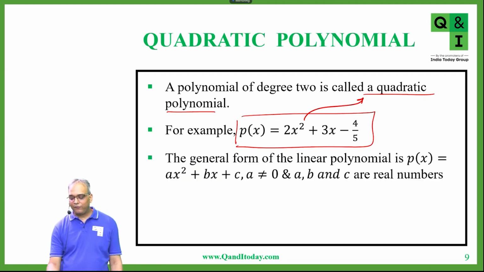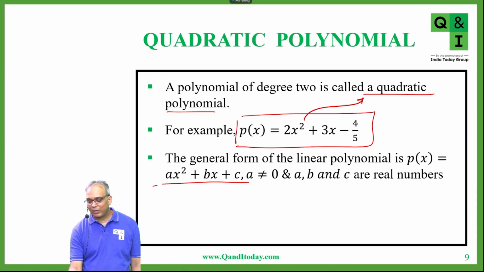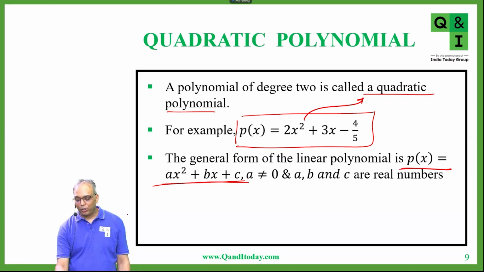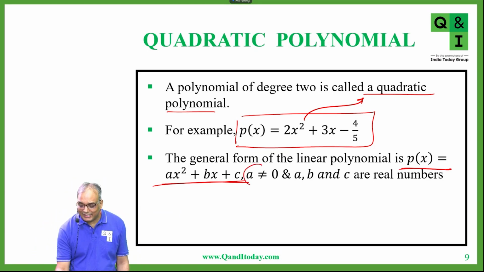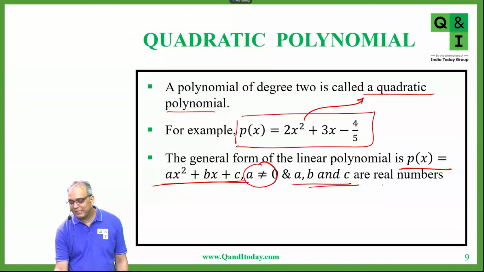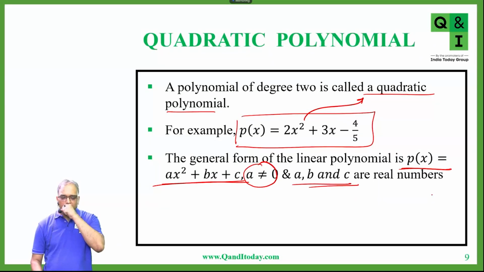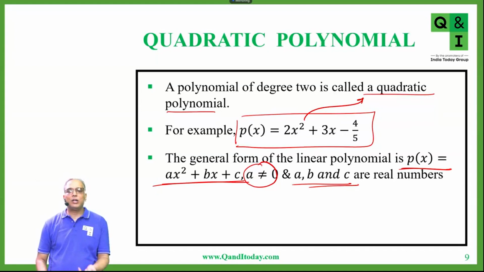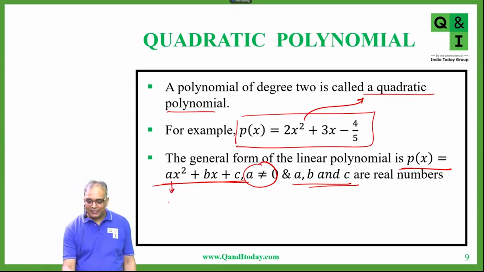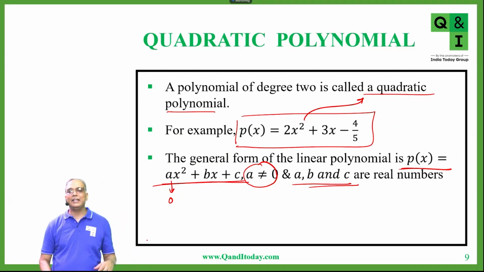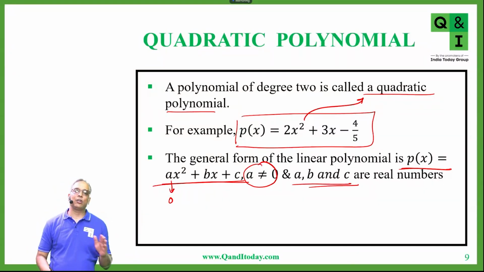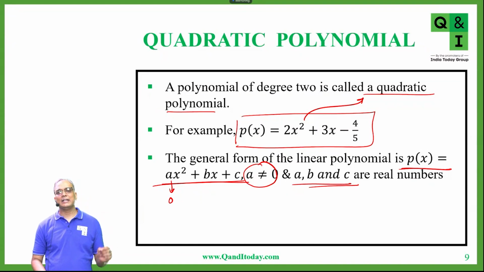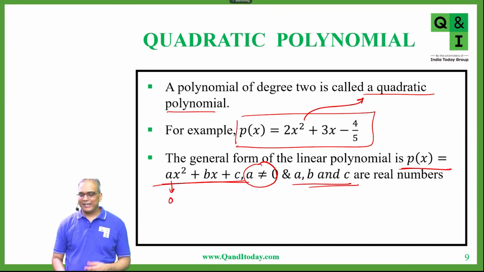The general form of a quadratic polynomial would be ax square plus bx plus c. So polynomial p(x) equal to ax square plus bx plus c, where a is not equal to 0 and a, b, c are real numbers. If a is equal to 0, then again the same thing, this term will become 0 and the degree will not be 2. If the degree is not 2, then it will not be a quadratic polynomial, and that's why a cannot be 0. The coefficient of x square shall not be 0. The rest of the terms can be 0.